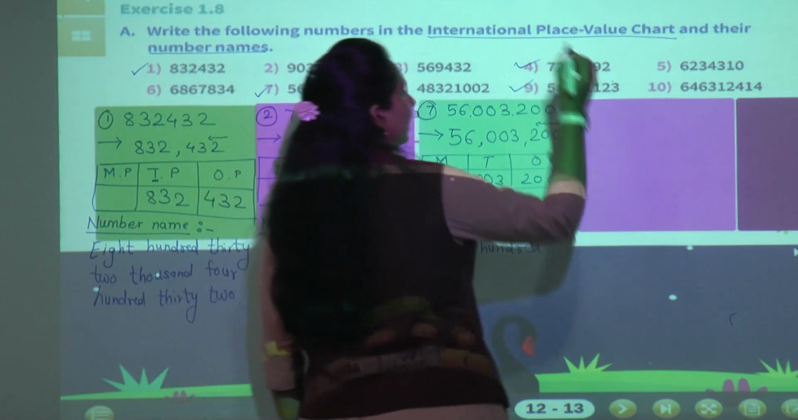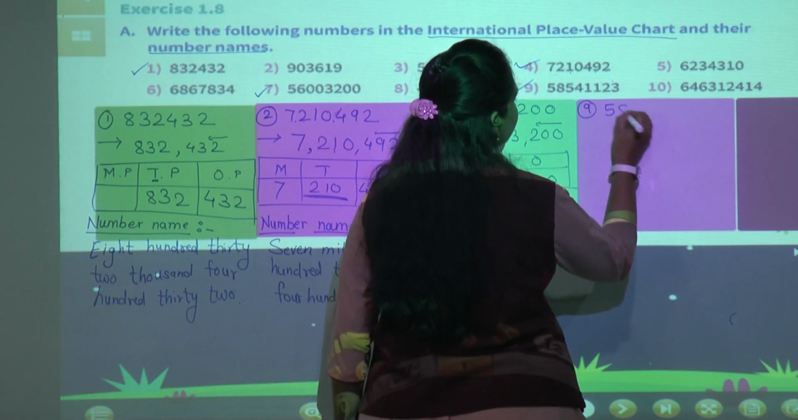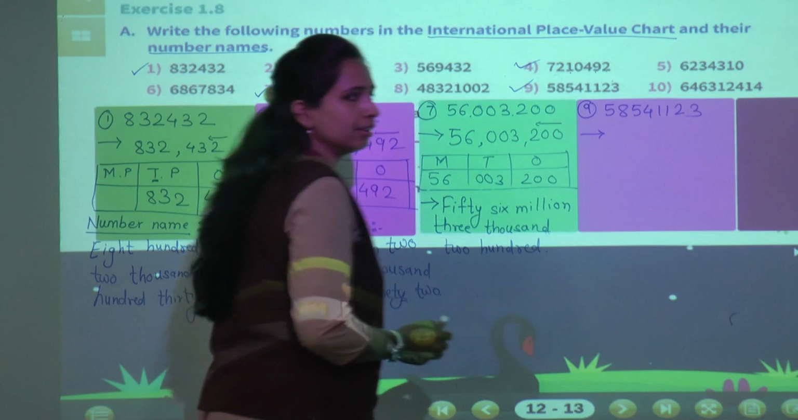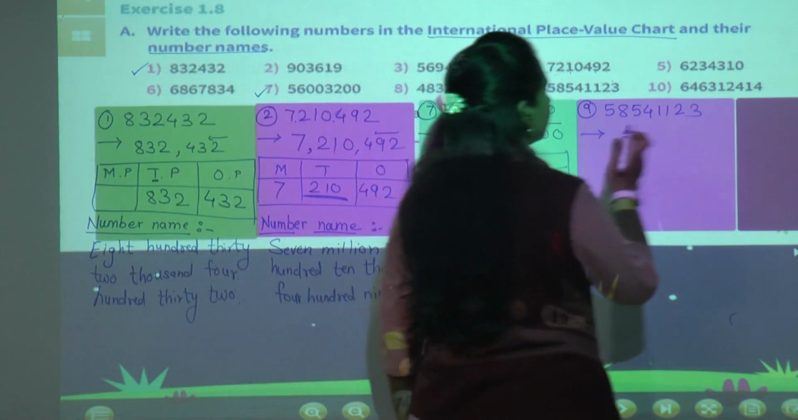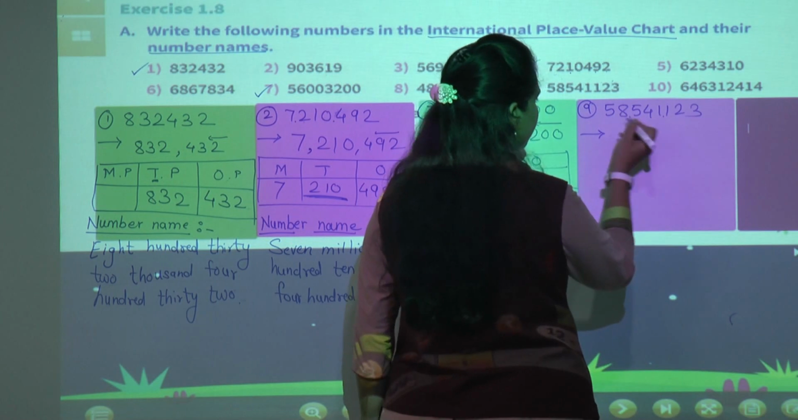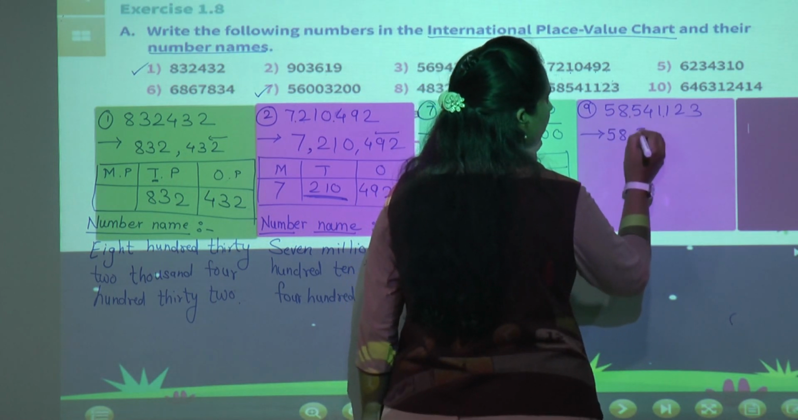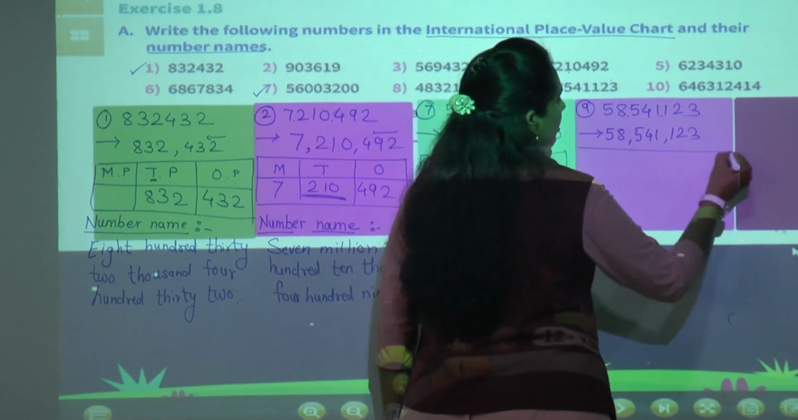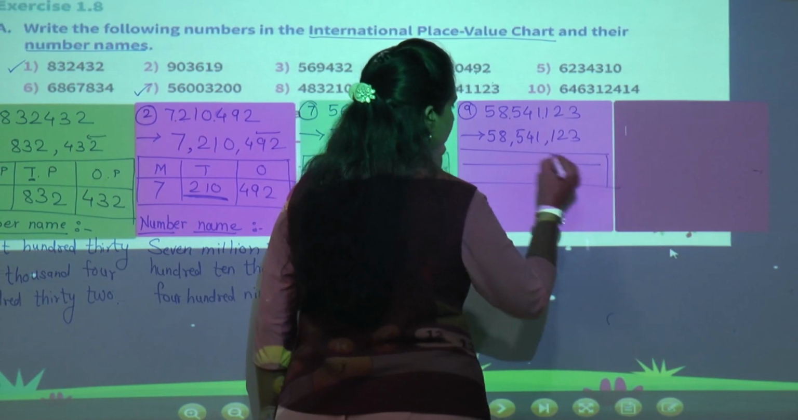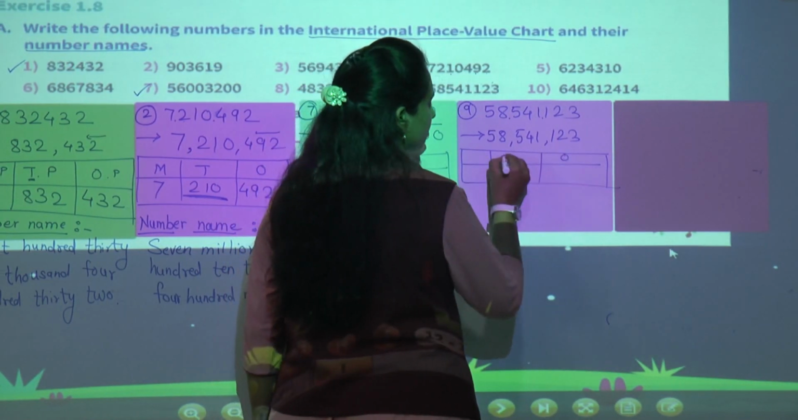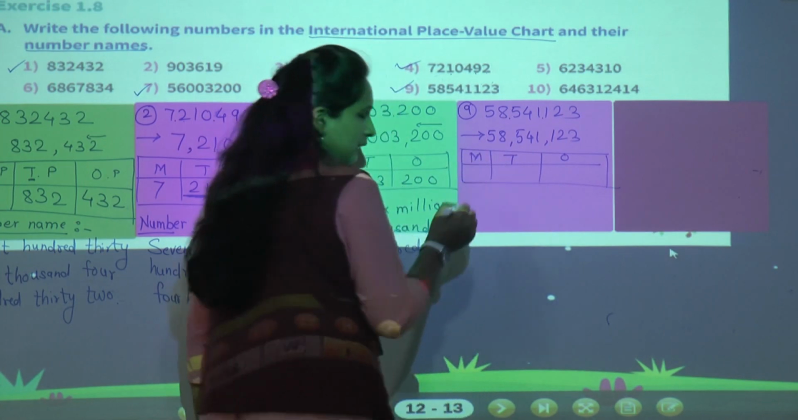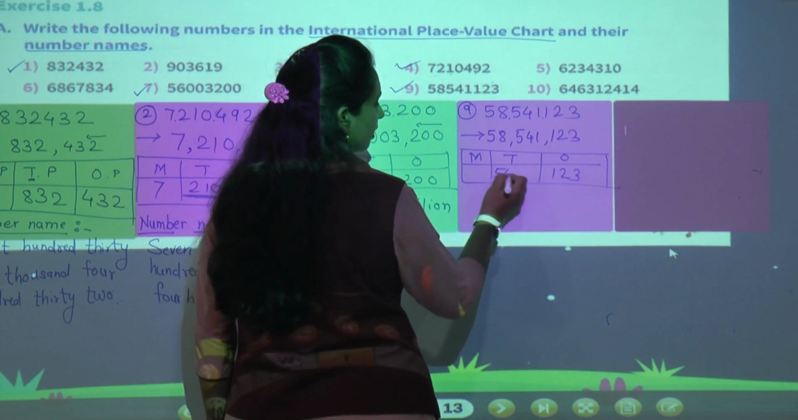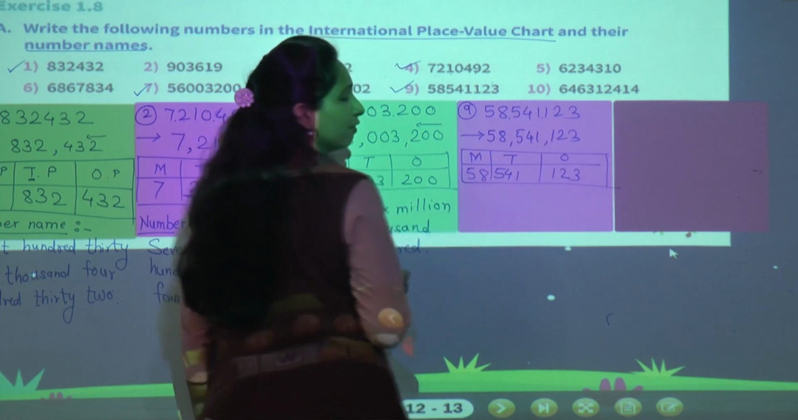Now I will solve the 9th one for you. Okay, what is the 9th one? 58541123. Now I will write this number in the standard form, that is the international place value system, after 3 digits and 2 digits. So 58 comma 541 comma 123. Place the numbers in the place value chart. Ones period, thousands period and millions period. Now in ones period 123, then in thousands period 541 and in millions period 58.